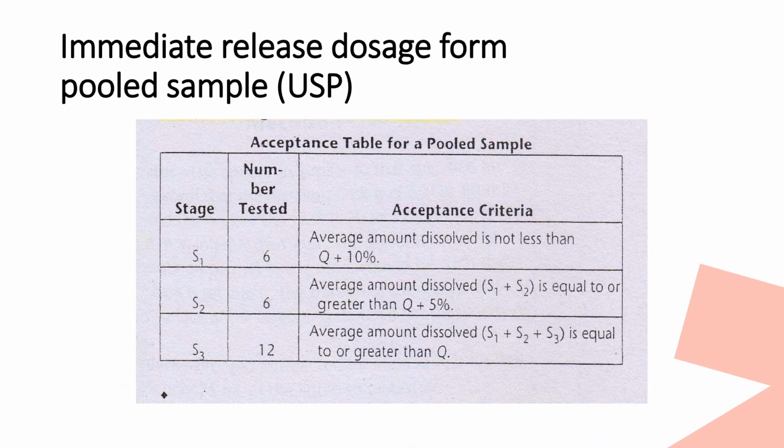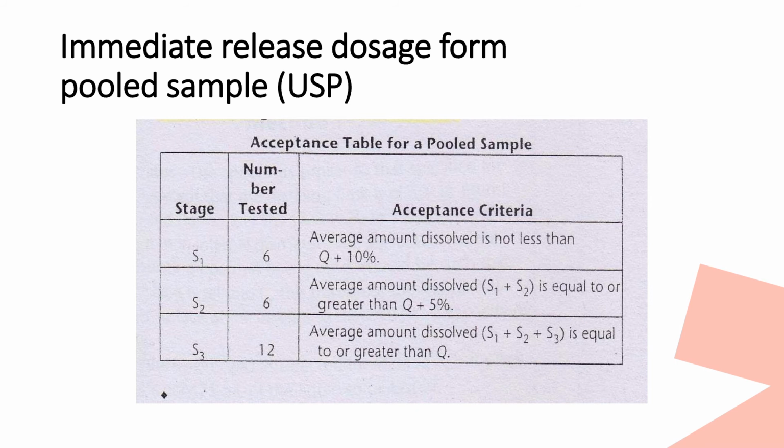Now, the previous one we were discussing was for the conventional release dosage form. When we talk about immediate release dosage forms, here we are talking in terms of the pooled sample. For the pooled sample, the acceptance criteria is a little different. In the case of the first 6 tablets, the average amount dissolved is not less than Q plus 10%. Please notice that it is not Q plus 5%; it is different for the pooled sample.